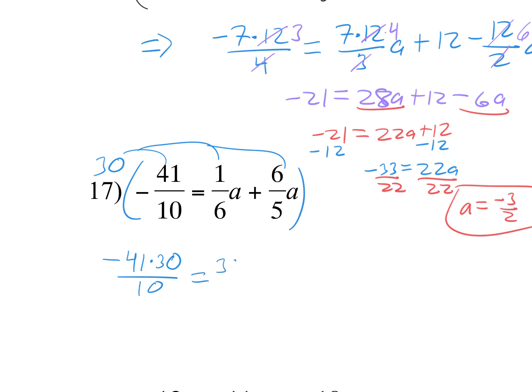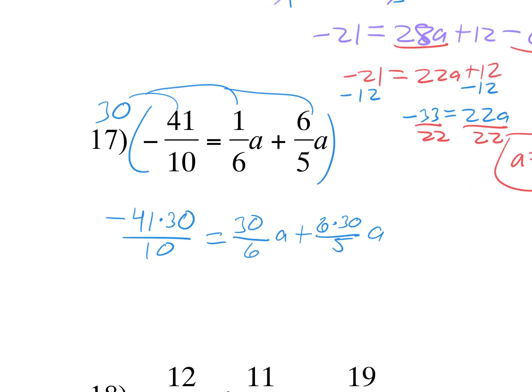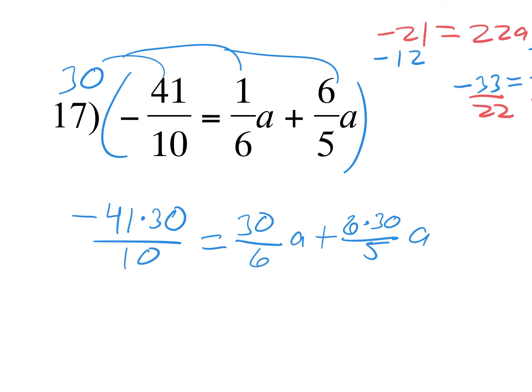Then we get 30 over 6a, and then plus 6 times 30 over 5a. Now let's simplify all these fractions. 30 and 10 simplify, and it becomes 3.